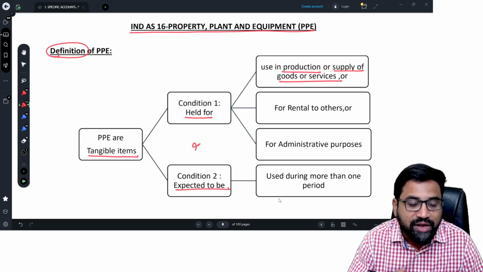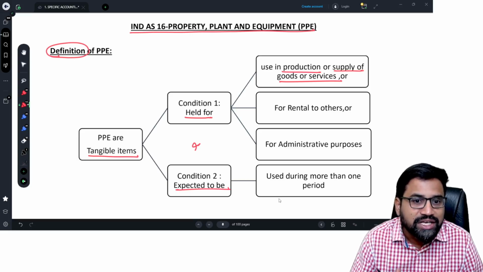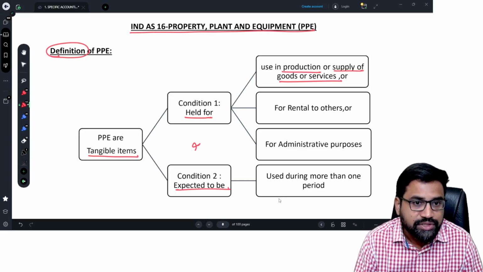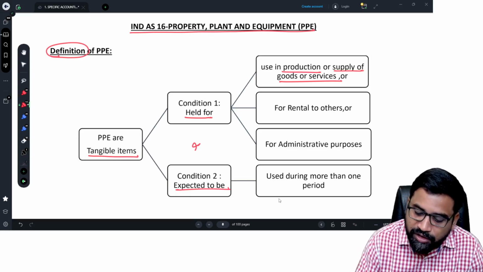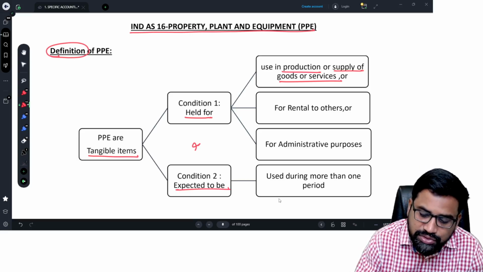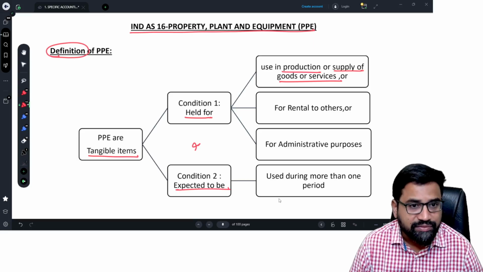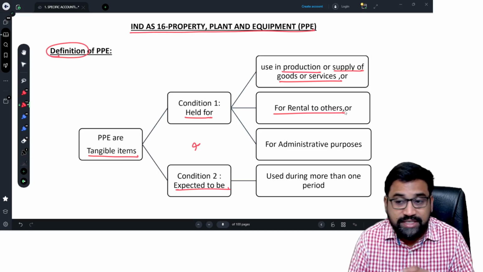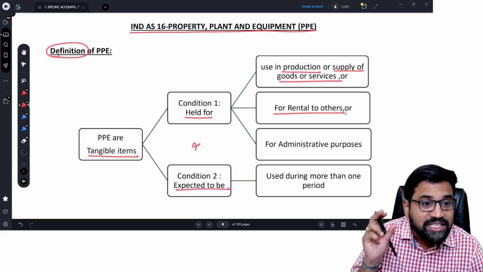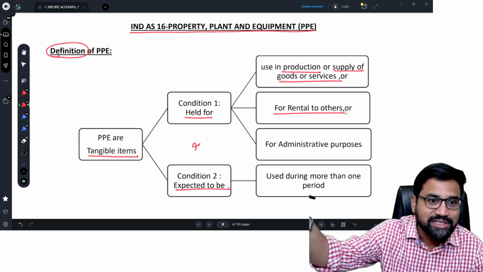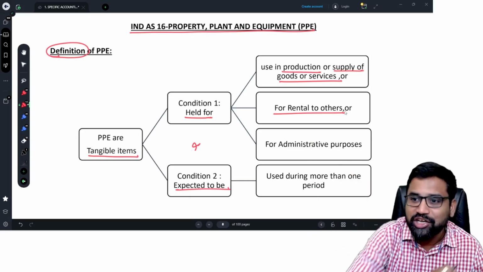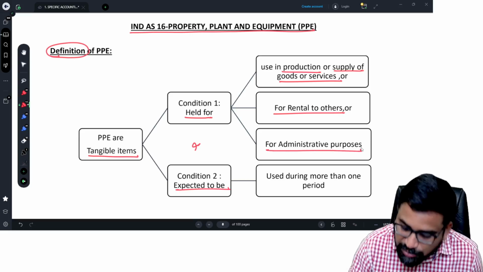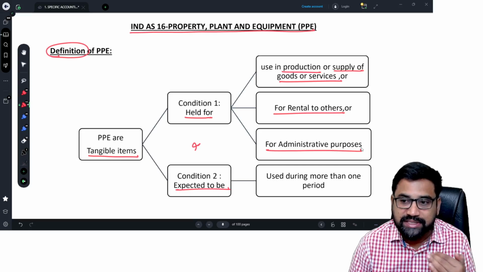Suppose for rendering of our services we are using computer systems, we are using all kinds of electronic items. So that is held for use in production, or supply of goods or services, or maybe for rental to others. Important: any tangible asset you hold for rental to others is also property, plant, equipment. Next, for administrative purposes.